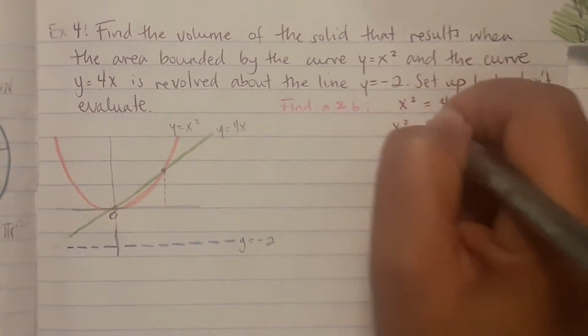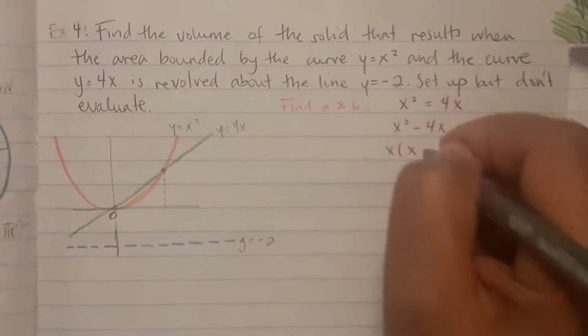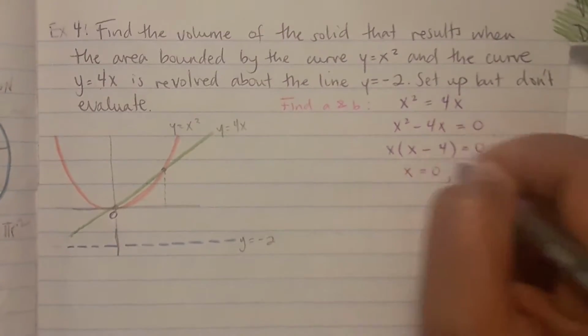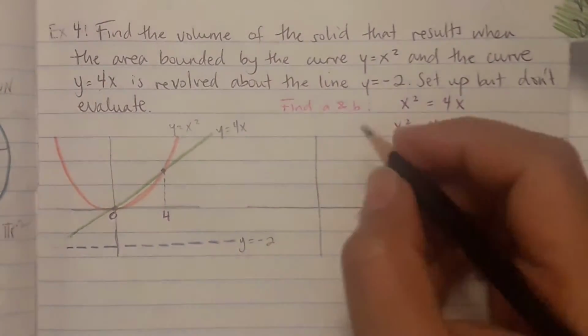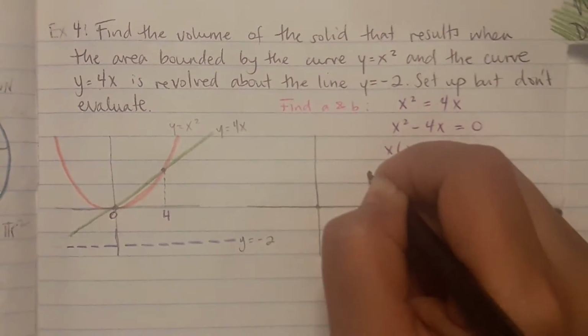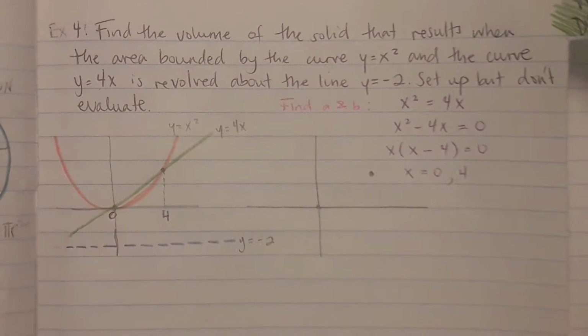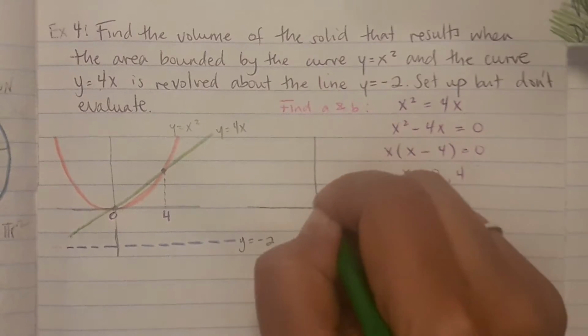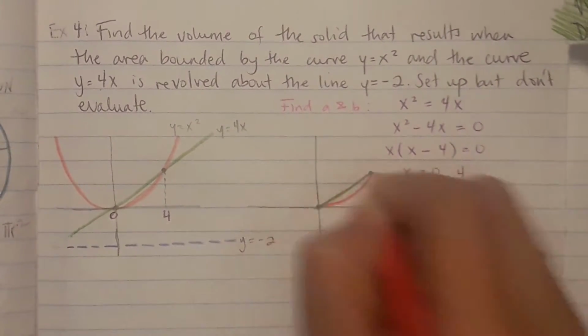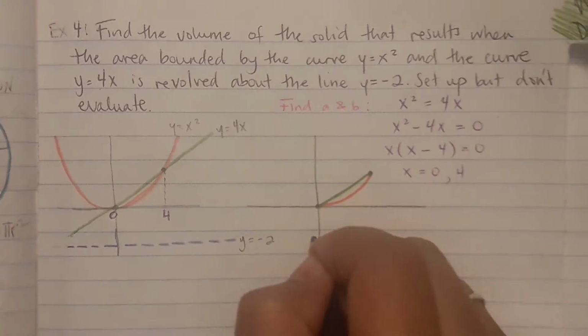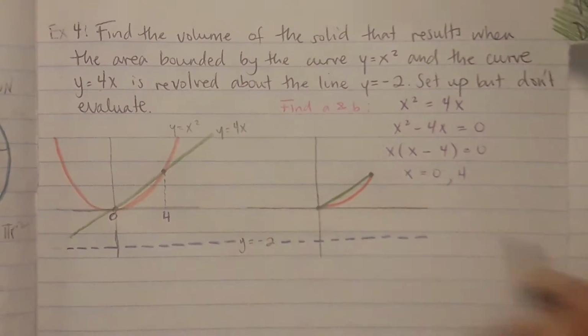Take 4x to the side, so x squared minus 4x equals 0. Factor out x, solve for x, x equals 0, x equals 4. So it meets at 0 and 4. Now I'm going to just draw that little area I'm interested in from 0 to 4. And I'm going to put in my curve, so putting in my line 4x and my curve x squared. And I'm just going to extend the line of rotation, which is y equals -2.